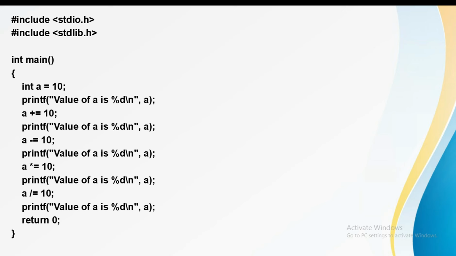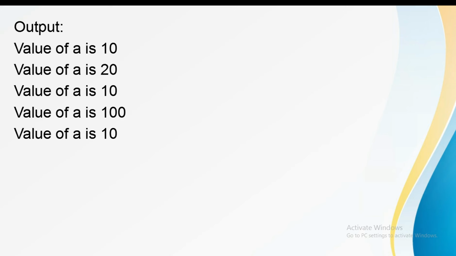So in our program, make sure you write the code correctly so that you can get the best results. These are the results that we get. The first one was 10, the value of A changed to 20, then 10, then 100, then at the last when we divided, we got the value of A as 10.